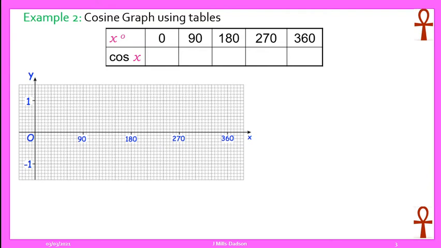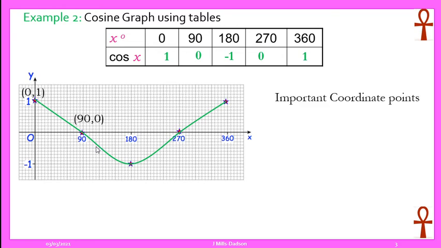The same for cosine. Work it out with your calculator. You're going to have these numbers, and if you plot and sketch, this is the nature of a cosine graph. Also, the amplitude is 1, because if you continue, you're going to have another 1. Even though it's -1, we still regard it as 1. It's the absolute value that we look at, not the sign. And the important coordinate points are here as well.